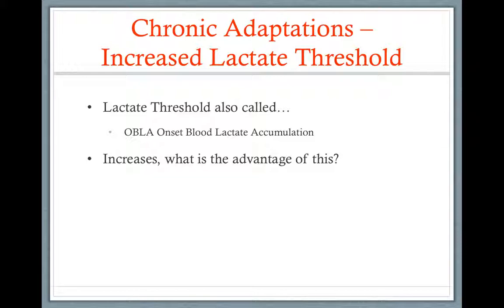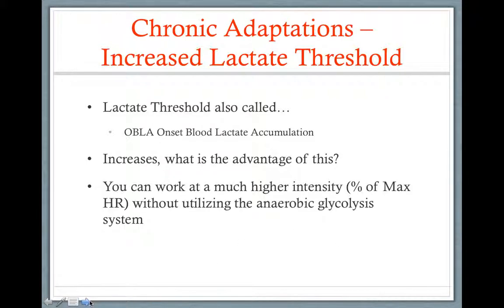So what's the advantage of raising our lactic threshold? You can work at a much higher intensity without using anaerobic glycolysis. Now anaerobic is without, glycolysis is breaking down glycogen. So that is the lactic acid system. So in other words, if your lactic threshold was 85% of your heart rate max, that means once you hit 86, you would be working anaerobically. You'd be working the lactic acid system. And we know the lactic acid system can only go for about 2 to 3 minutes.